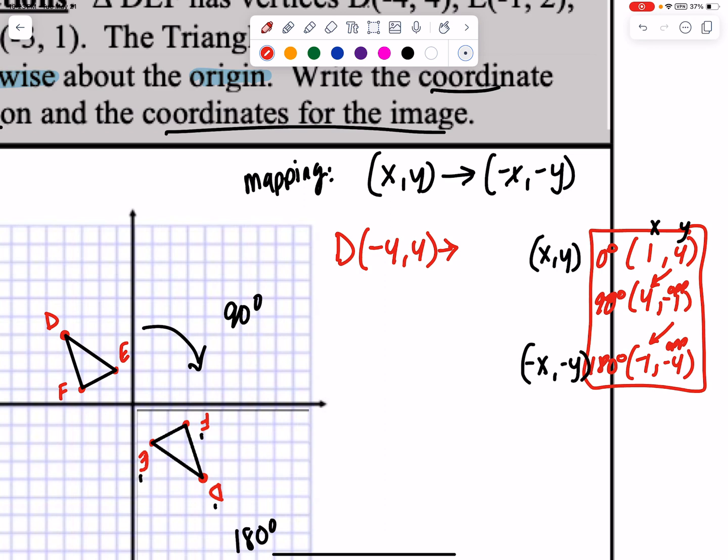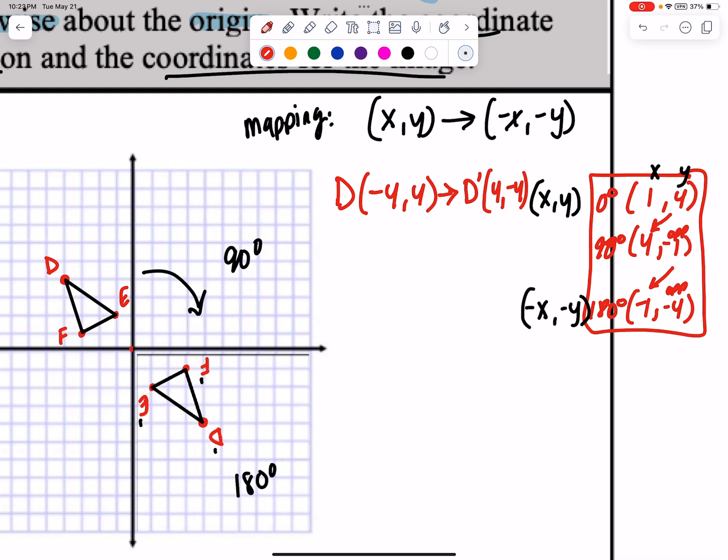So I'm going to show the change. We have D prime, and -x, or opposite of x, would be 4. And then -y would be a -4. So let's check, is that what D did? Over 4, 1, 2, 3, 4, and down 4, 1, 2, 3, 4. Yep, it worked. Okay, so that's another method for us. Okay, let's go ahead and do the next one now using that same understanding.